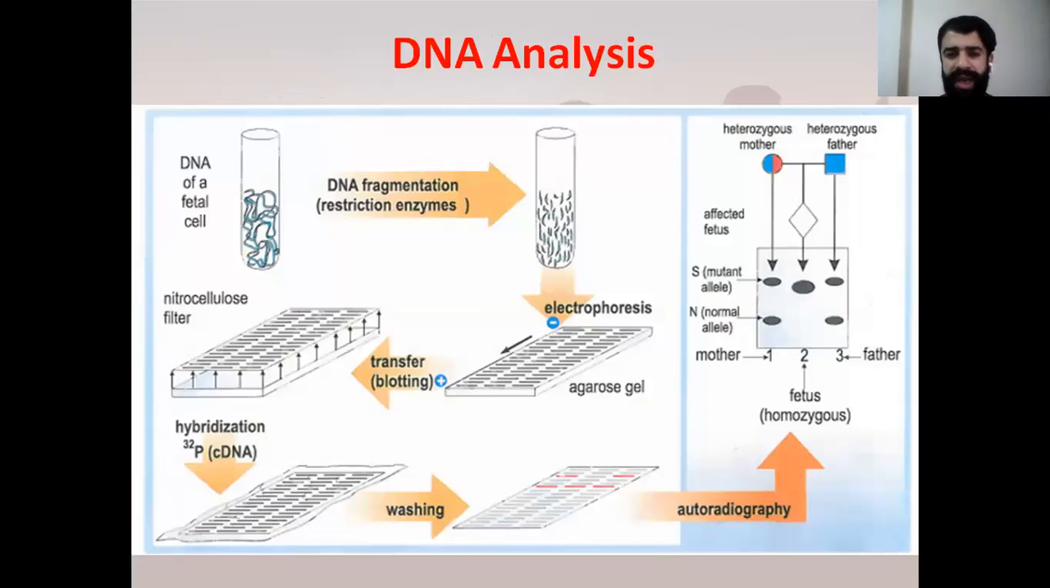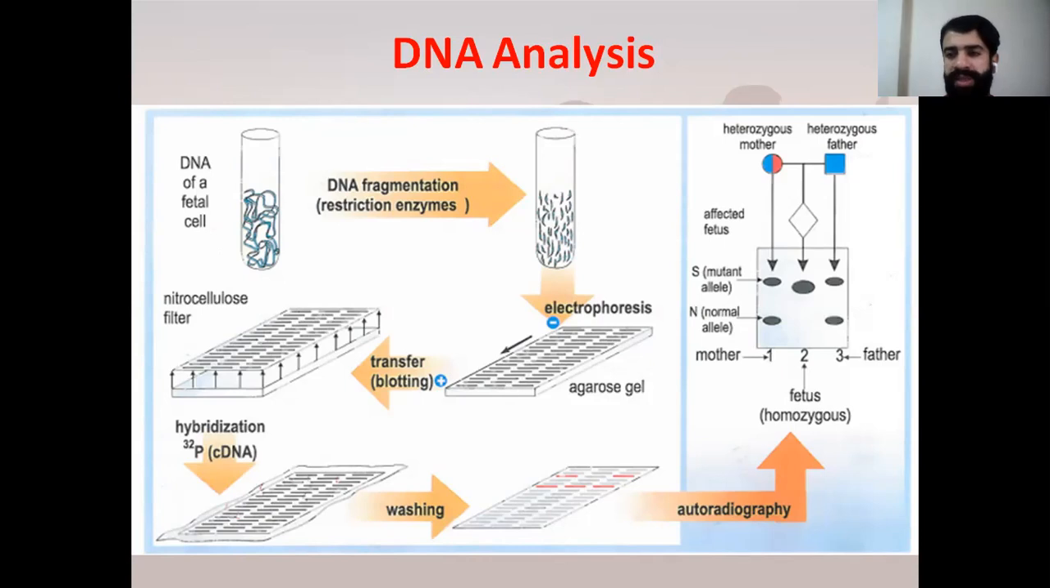DNA analysis, and this is where we stopped the last time. Here, DNA analysis. First of all, what did we do? We have DNA of the fetal cell, and then we did fragmentation of the DNA using restriction enzymes. Then we move to the gel electrophoresis on an agarose gel. Then we have transferring or blotting on the nitrocellulose filter. Then we did hybridization using P32, and then we have the washing.